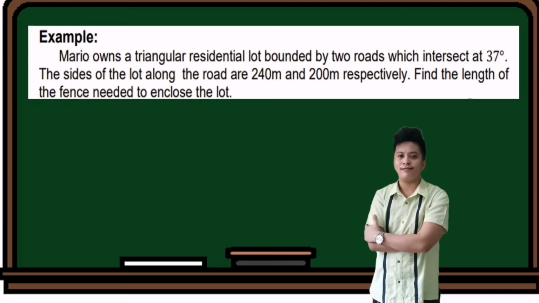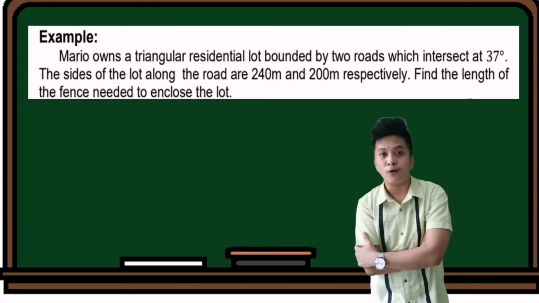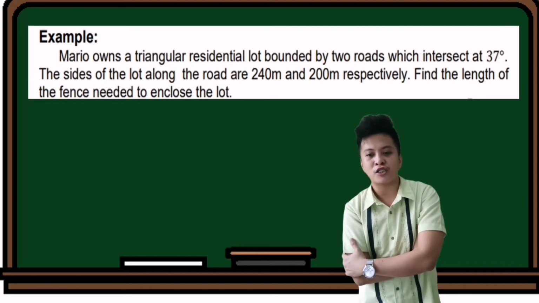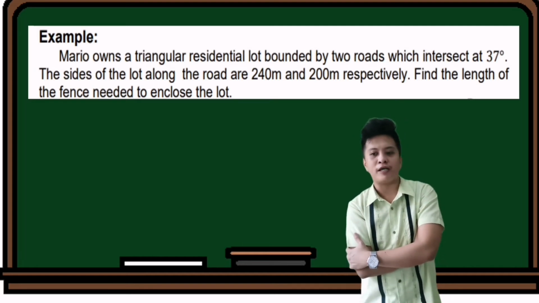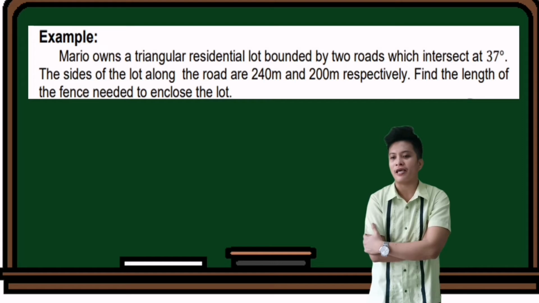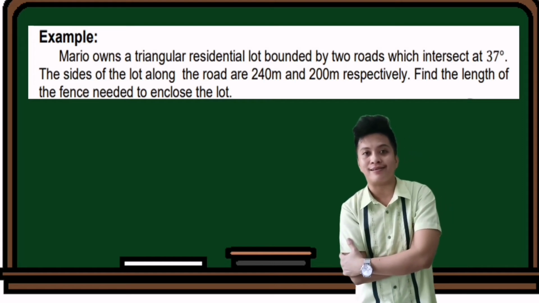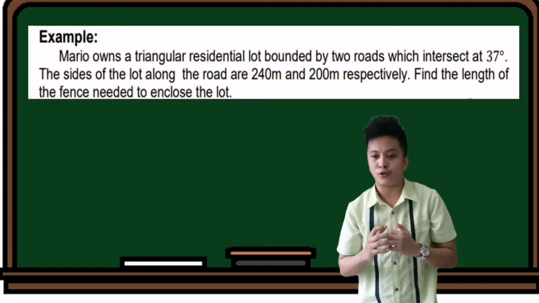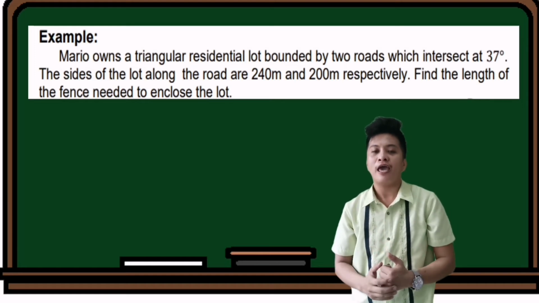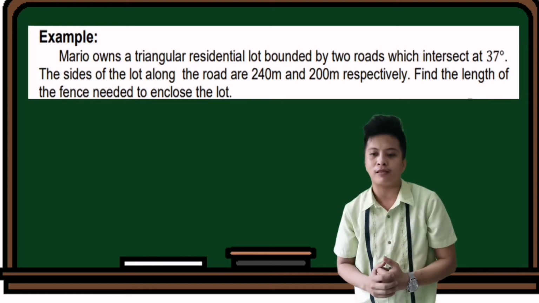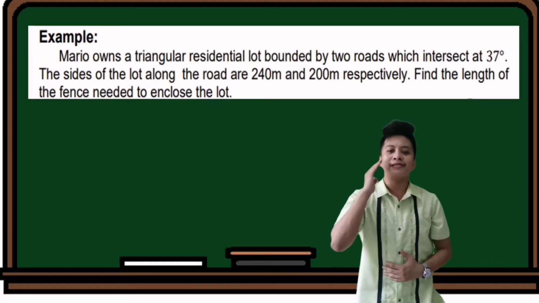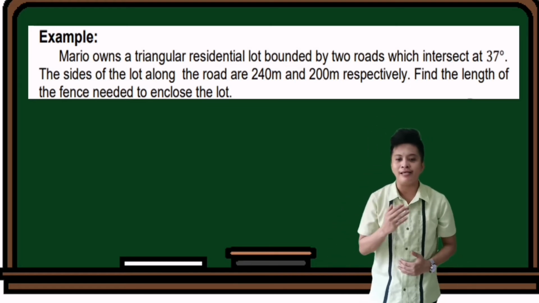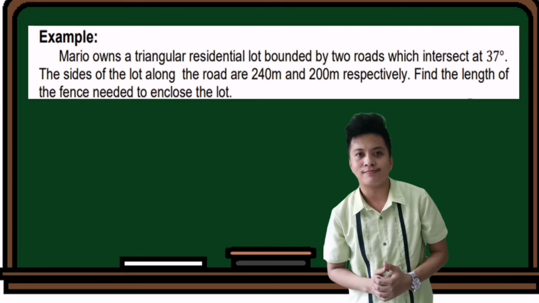Last example. Mario owns a triangular residential lot bounded by two roads which intersect at 37 degrees. The sides of the lot along the road are 240 meters and 200 meters respectively. Find the length of the fence needed to enclose the lot.